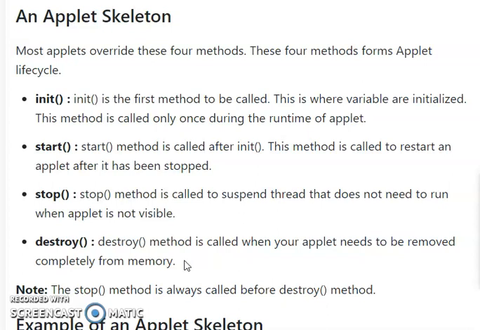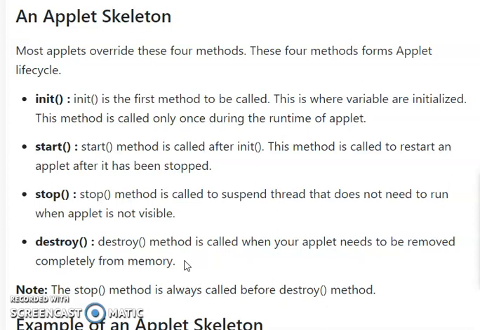The first one is init. The init is the first method to be called. This is where variables are initialized. This method is called only once during the runtime of the applet. Okay.